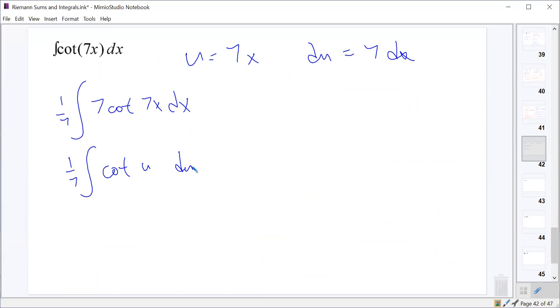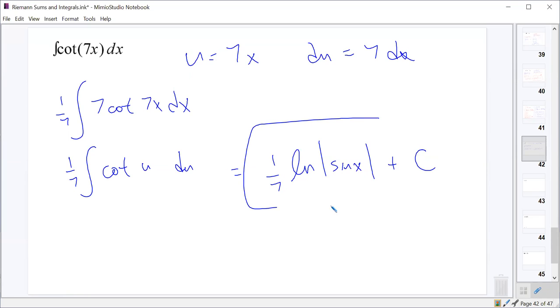And what's the integral of cotangent u? It should be the natural log absolute value of sine u, plus our constant. Good or no? Yeah, good. All right.